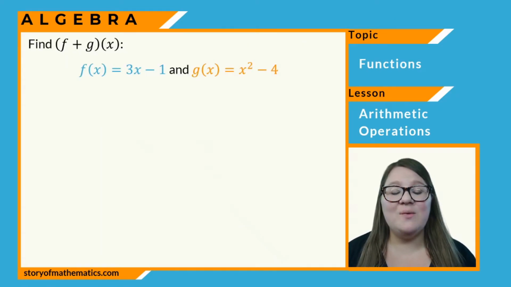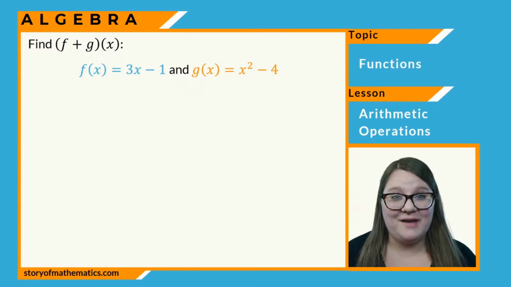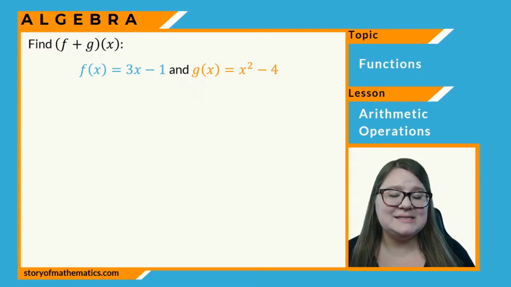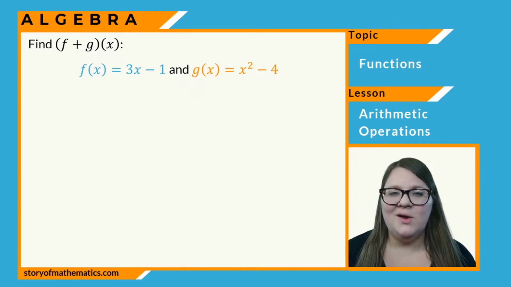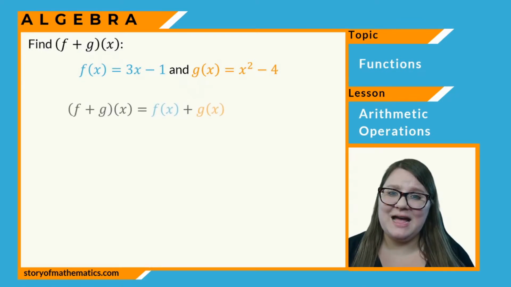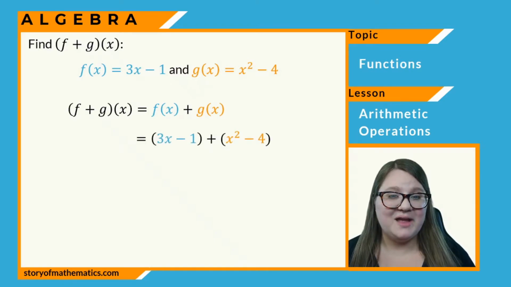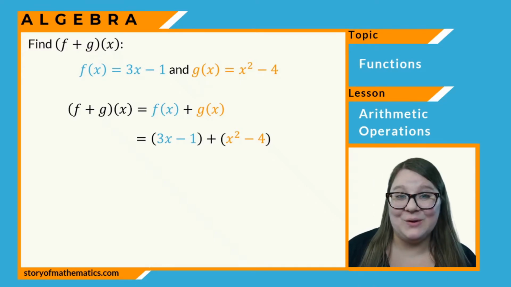So let's say I want to find f plus g of x, given that f of x is 3x minus 1 and g of x is x squared minus 4. Well, to add f plus g of x, I'm really going to write it out as f of x plus g of x. Then I can substitute those two functions into their respective spots. This gives me 3x minus 1 plus x squared minus 4.